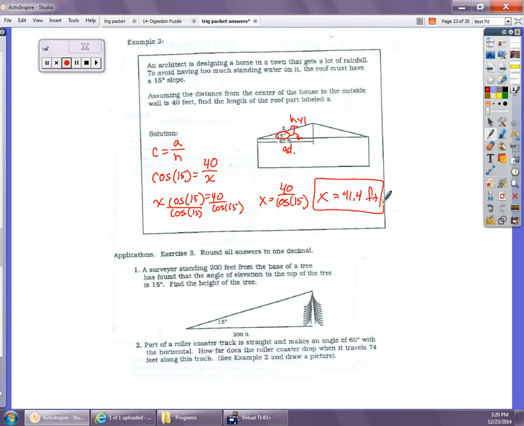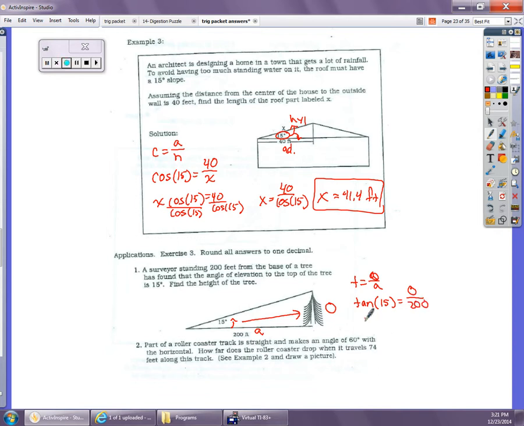And if we look at the next one, it says a surveyor standing 200 feet from the base of a tree has found the angle of elevation to the top of the tree. So notice that that's your angle of elevation right there, horizontal going up. So we need to find this, which is opposite, given the adjacent. So the tangent, opposite over adjacent. So the tangent of 15 degrees is opposite over our adjacent, which is 200.